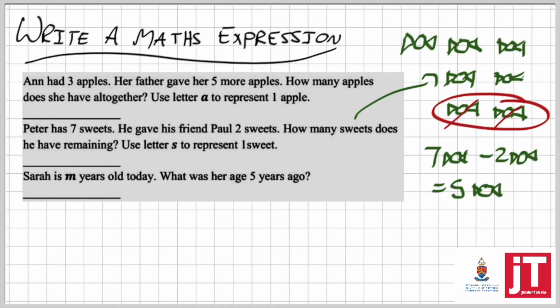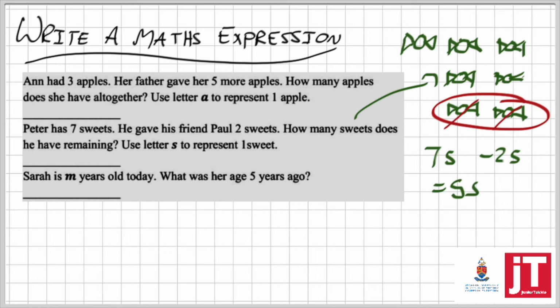Again, what if I bring in algebra? Well, I'm just going to erase the sweets and replace them with S's. So he had 7 S's, took away 2 S's, now he's left with 5 S's. As simple and as easy as that.